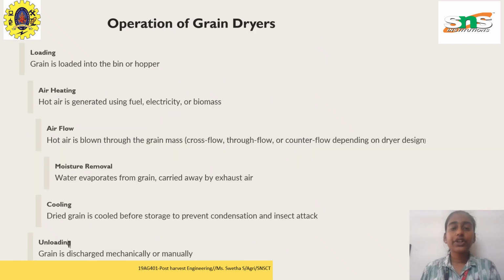In the operation of grain dryers, first we have to load the grain and the air is passed so it carries the heat, and the airflow circulates throughout the chamber. When air circulates through the chamber, it automatically removes the moisture, and after the drying is complete, cooling happens and we unload the grains.